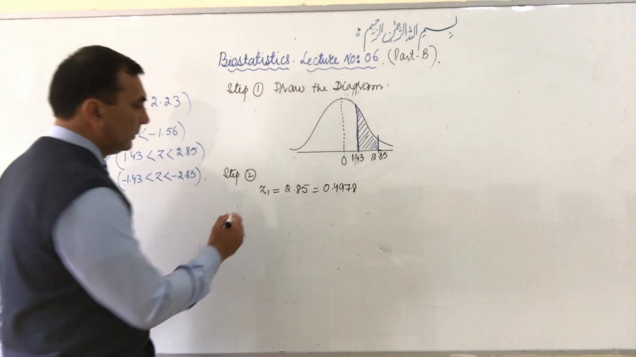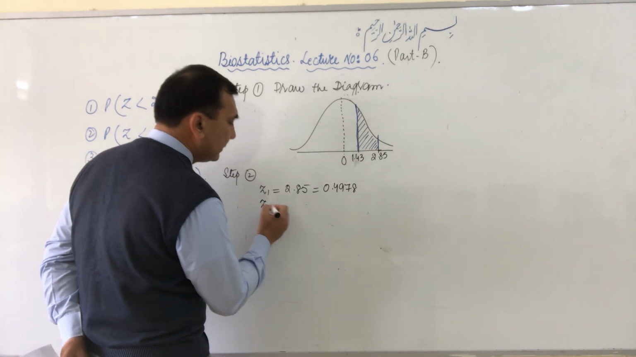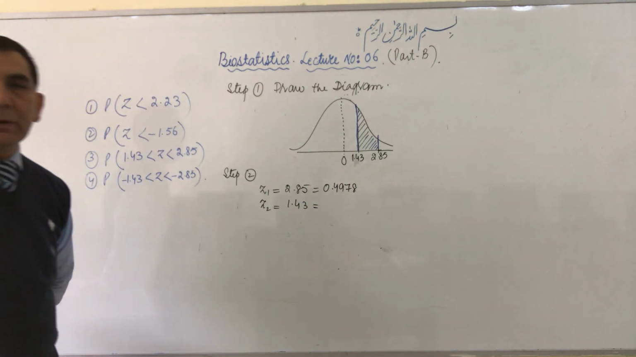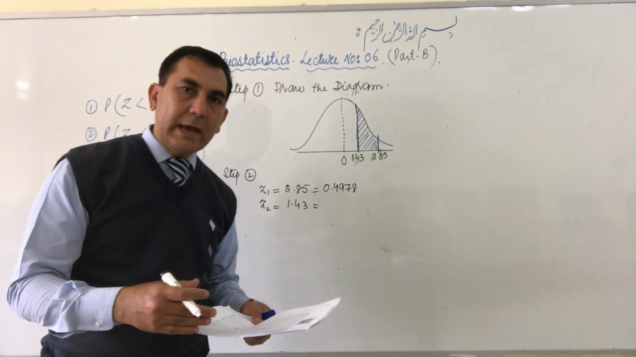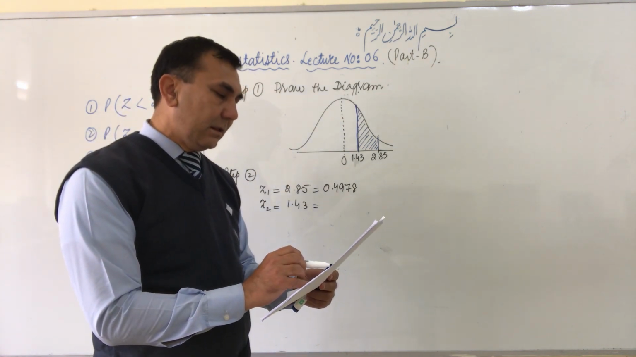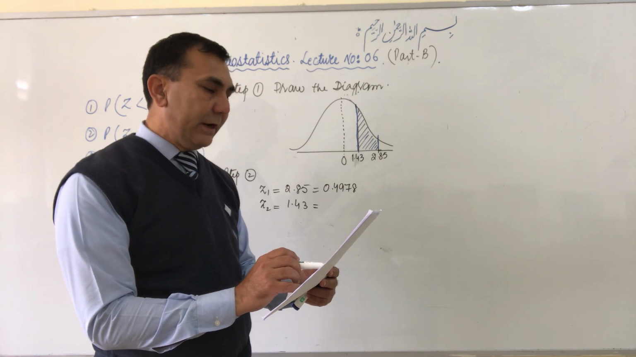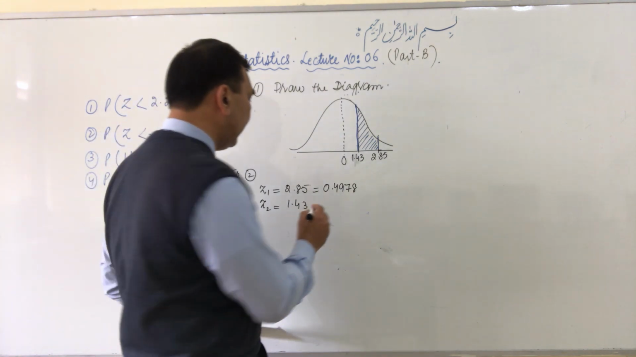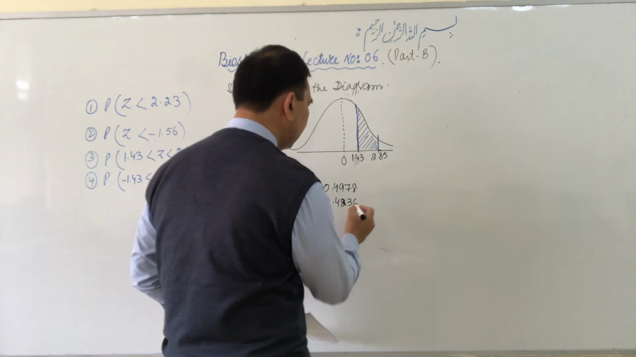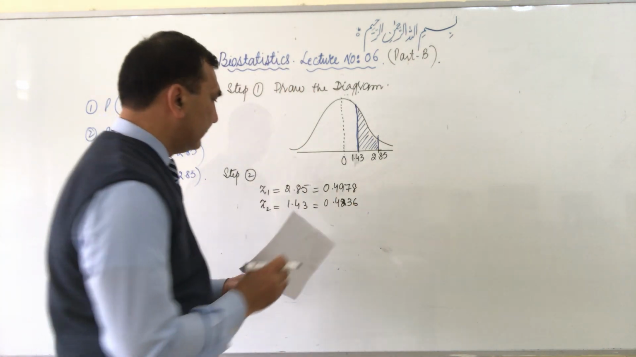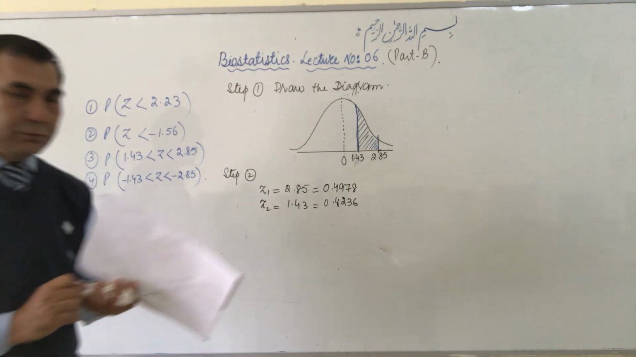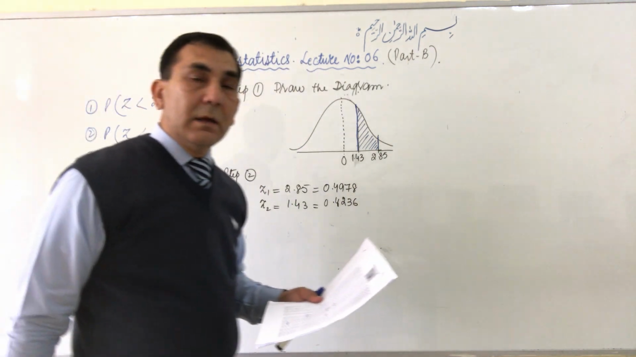Now the z2 value, the second value, 1.43. What is the value for 1.43? Again we will take the help of the z table. The value for 1.43 is 0.4236.